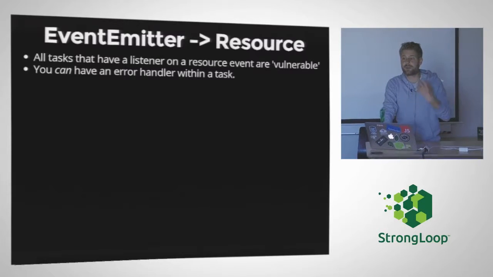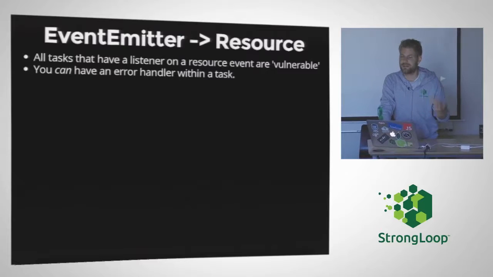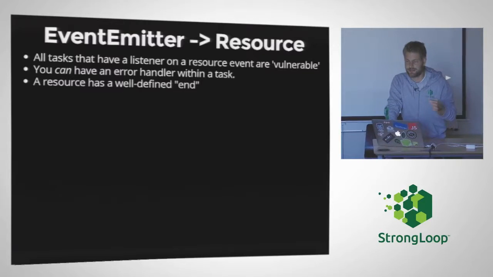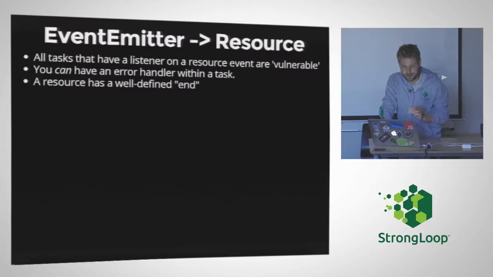But the default behavior, of course, is that if an error happens within a task, we do something reasonable. We pass it to the callback. But you can handle errors within a task. It's very simple, similar to what you do nowadays with event emitters. I'll show that in a minute.